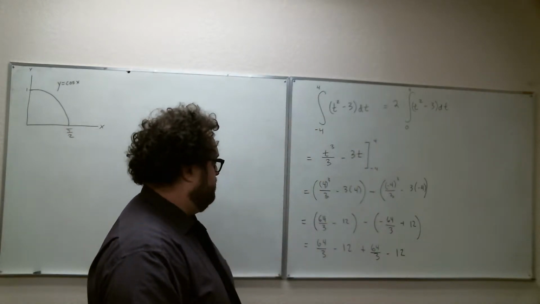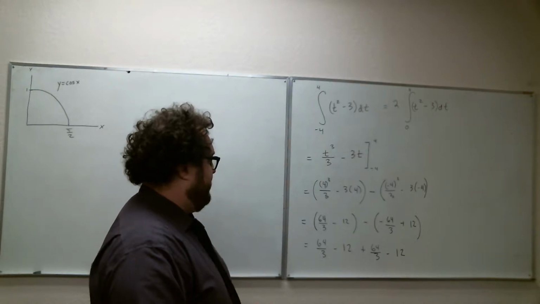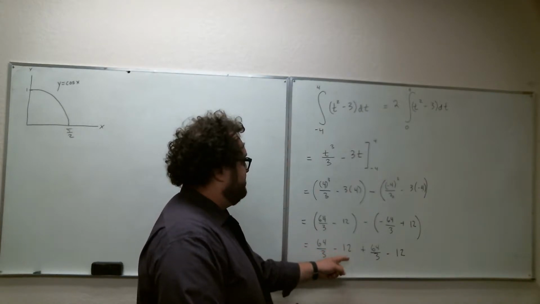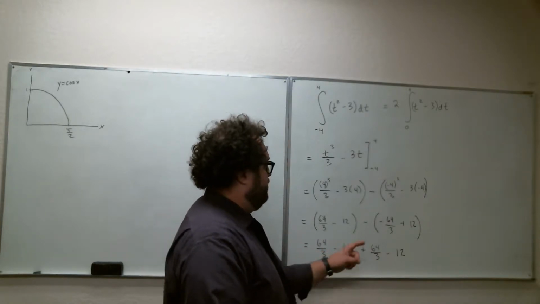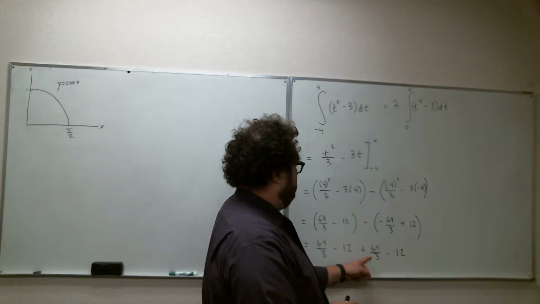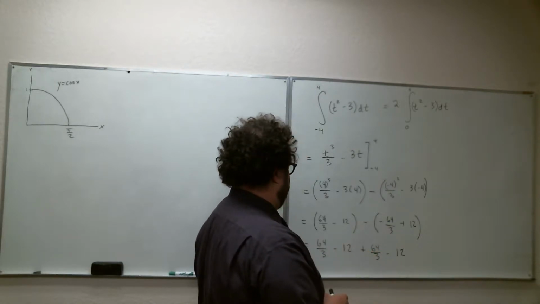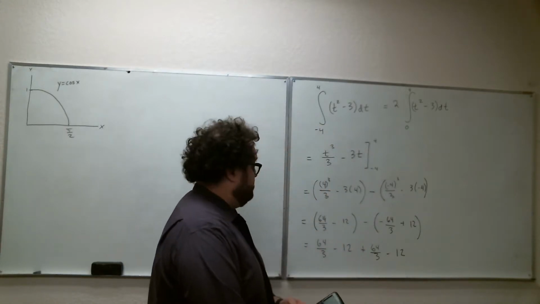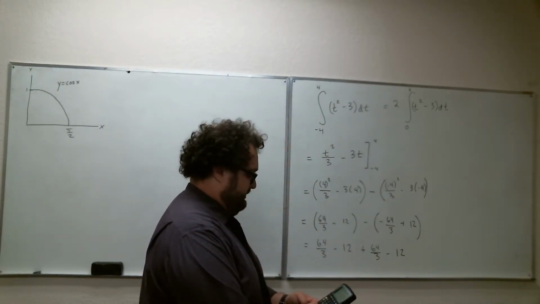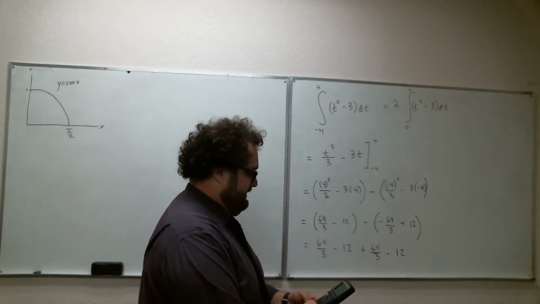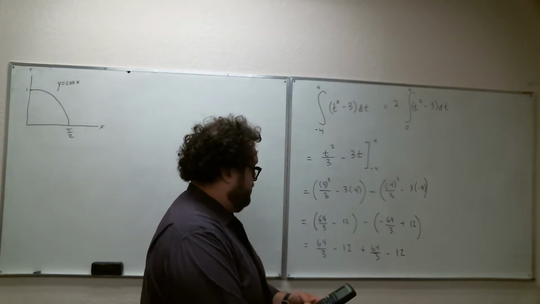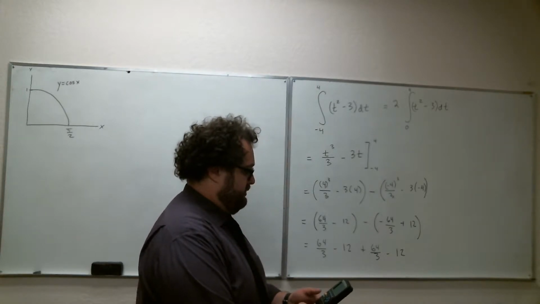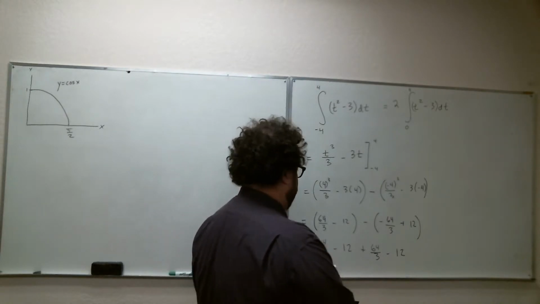Okay? So let's see what happens here. We have 64 over 3 minus 12 plus 64 over 3 minus 12 again. So let's see what this ends up being. To save a few seconds, I'll just go ahead and do this. Let's see, 64 divided by 3 times 2. And then that would be minus 24. We get 56 over 3.